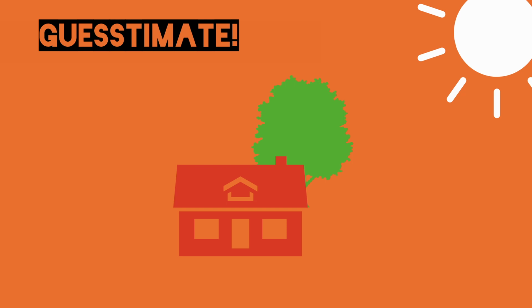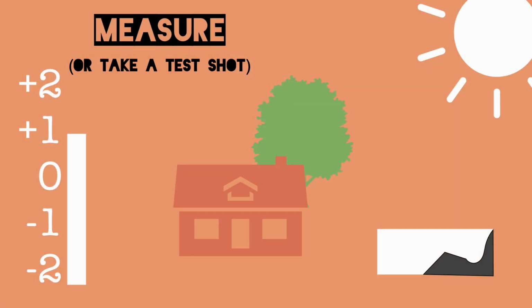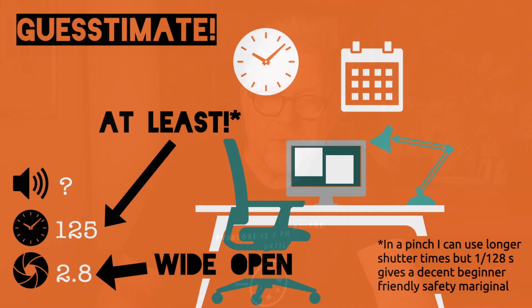Let's say you make an active choice of setting the base ISO and also an active choice of choosing f8. Then measure the light or take a test shot and do a reality check. And you find out, oh, well, that's a little bit too hot. So you correct it and take your shot.